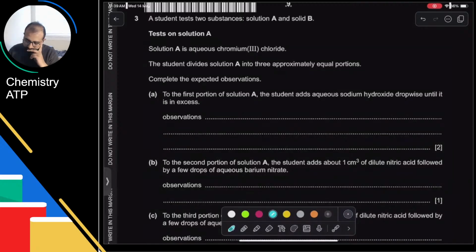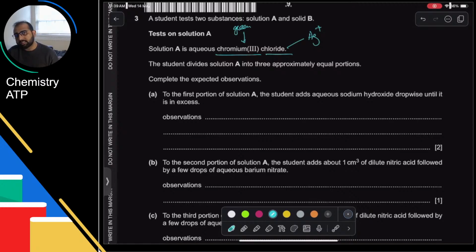Okay. Solution A is aqueous chromium 3 chloride. You must know that it's chloride, so silver ion will react with it. This is chromium 3, so it makes a green solution. Green precipitate which dissolves in sodium hydroxide.